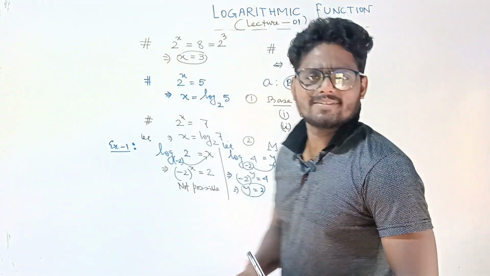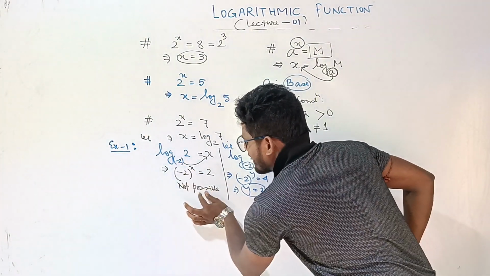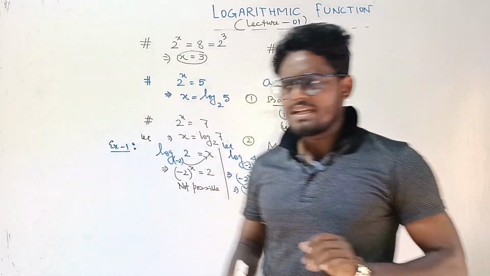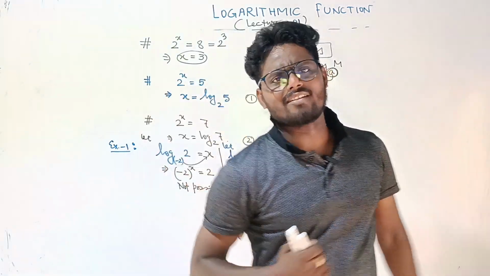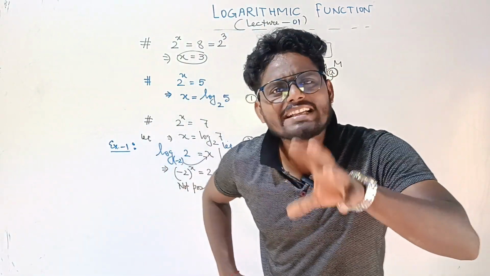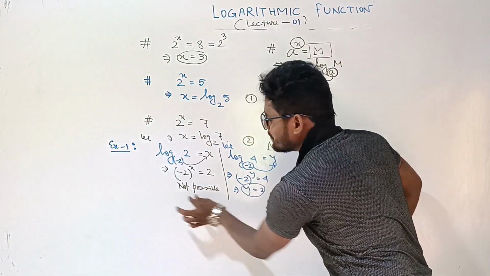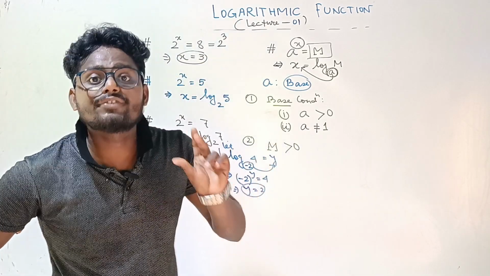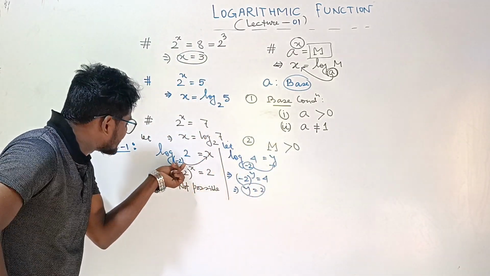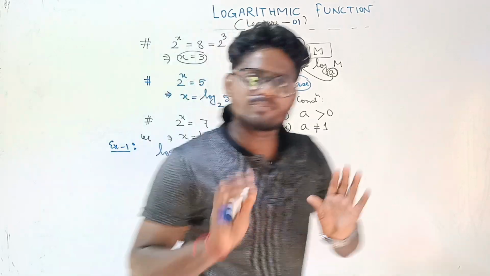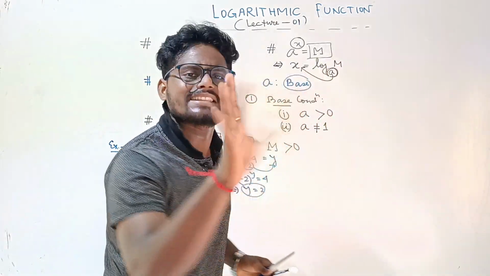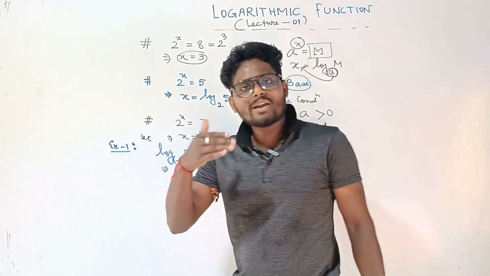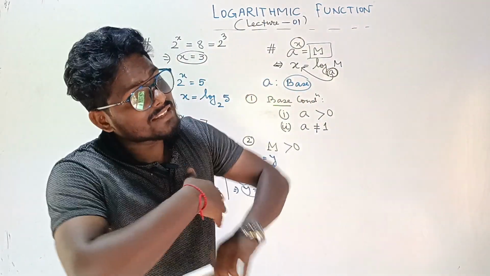But what is the problem here? If I take a negative base here, the answer is not possible. But here, this is possible. But we are talking generally. Sometimes the answer is there, sometimes it is not possible. So that's why we discard the negative base. That is the reason. We won't consider the negative base because sometimes we will get an answer, sometimes we won't. So let's just discard it.